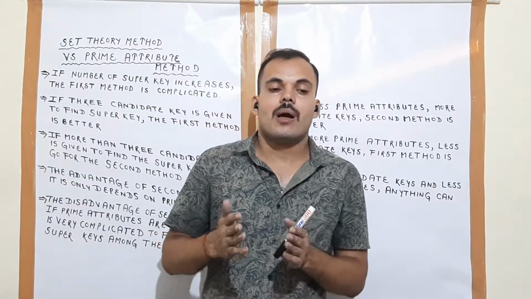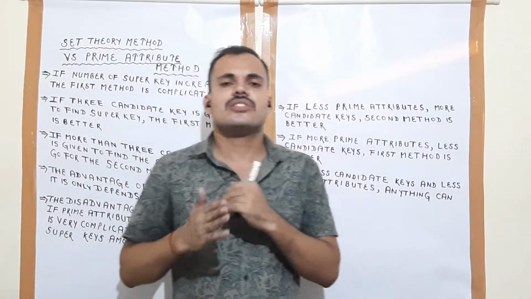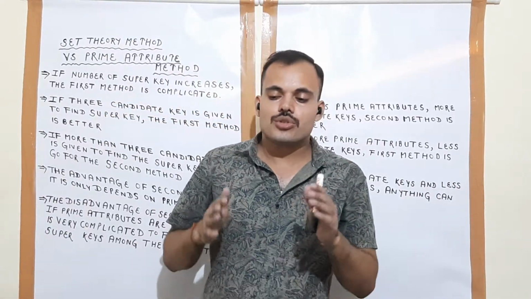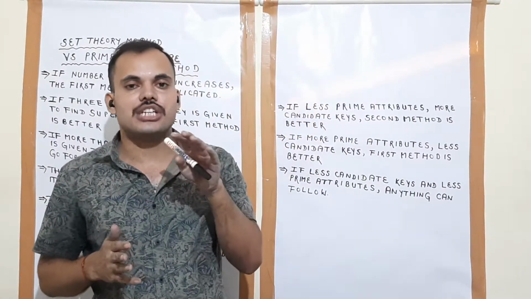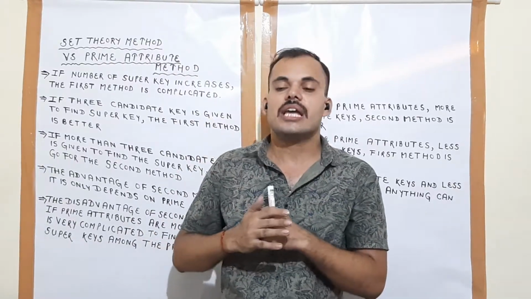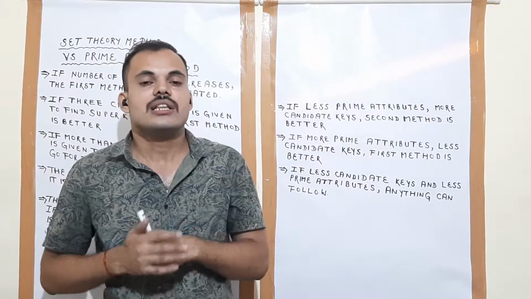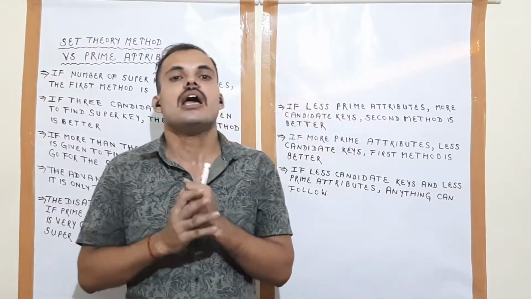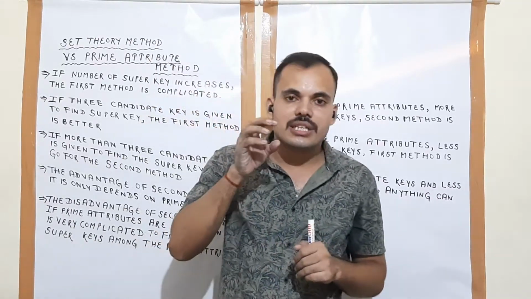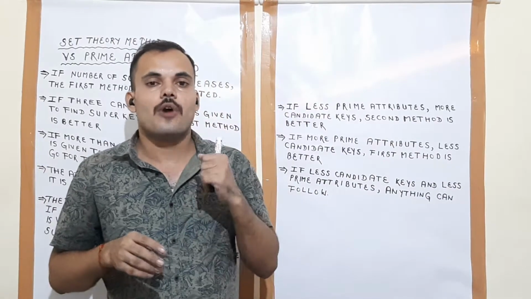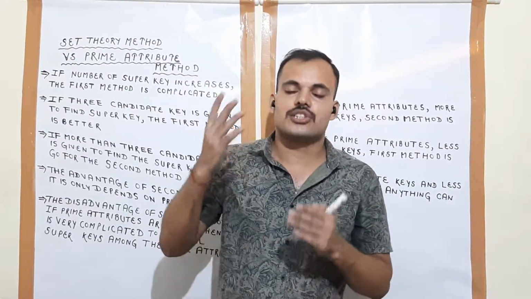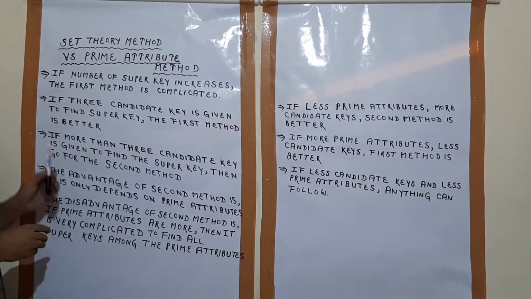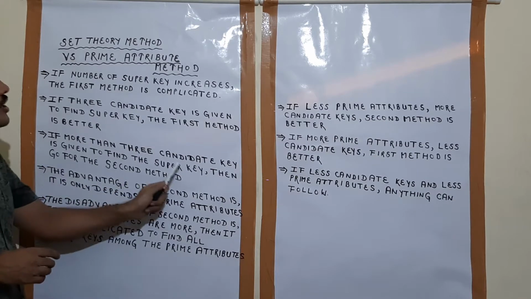Why? Because if maximum three candidate keys are given, then we require maximum three sets. Solving a problem using three sets is easy compared to more than three sets. If more than three candidate keys are given, then we require more than three sets, and solving a problem with more than three sets is complicated. That is the reason if three candidate keys are given, to find the number of super keys, the set theory method, the first method, is better. Understood?